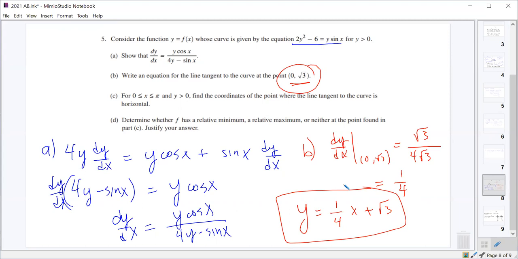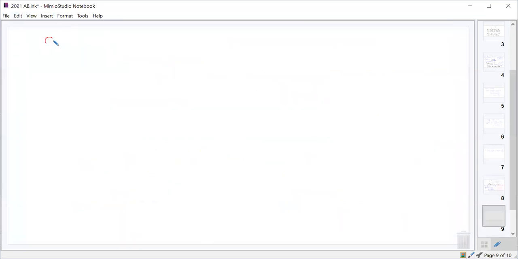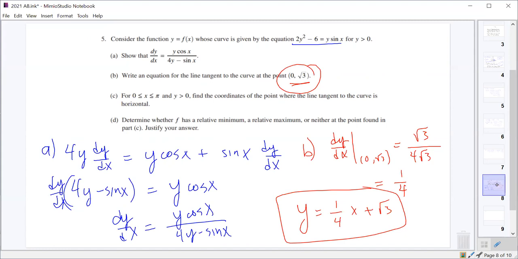Any questions, Zoom? Everybody here seems like they're fine. All right, Part C. Find the coordinates of the point where the line tangent to the curve is horizontal. If the tangent line is horizontal, what does that tell you about the derivative? It equals 0. That's correct. Good job.